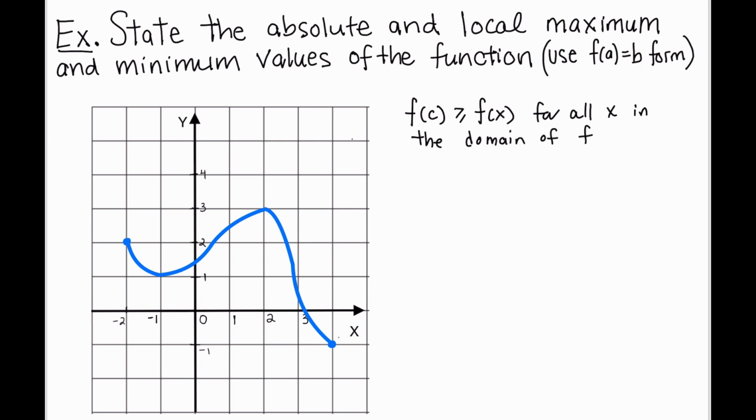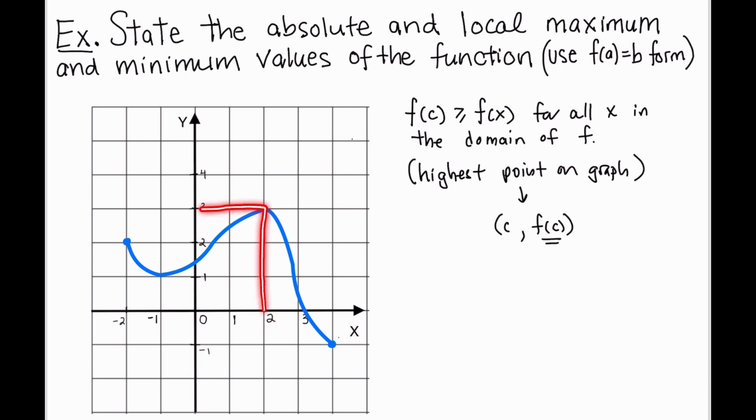Okay, that's more like the technical definition. An easier way to see it is it's just the highest point on the graph. So that highest point would be c comma f of c, and then this value would give me my absolute maximum value. So if we look at the graph, we can see that this is the highest point on the graph, and it occurs at x equal 2. So f of 2 is equal to 3, and that is going to be my absolute maximum value.